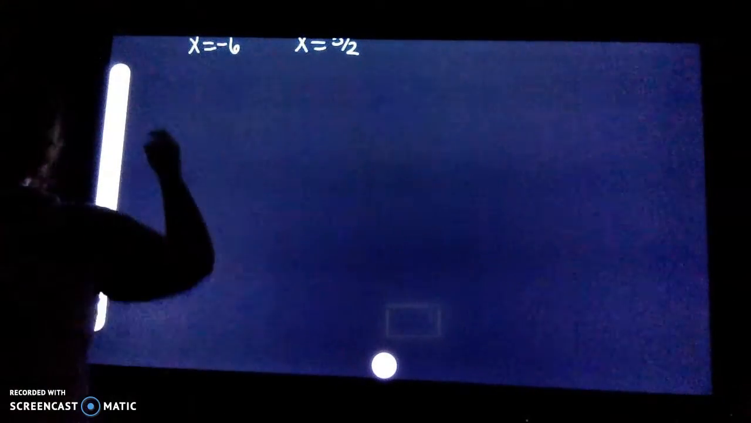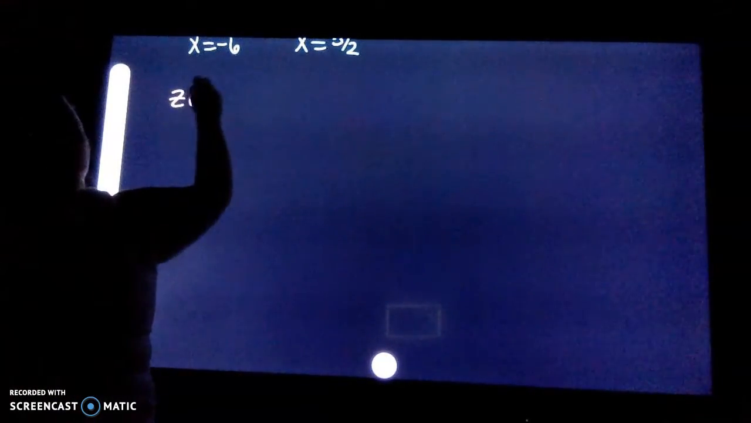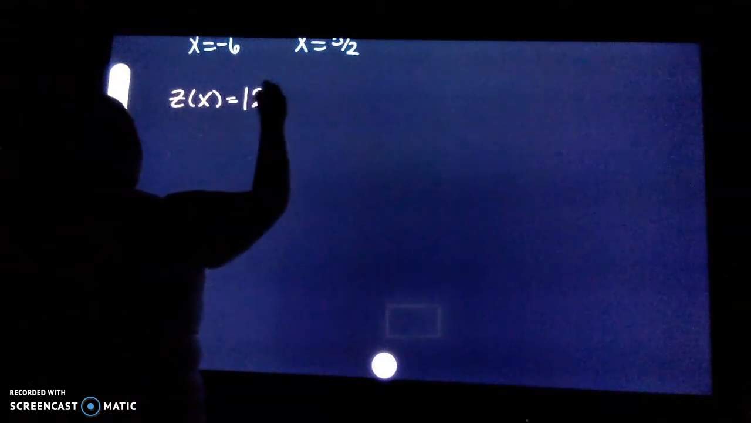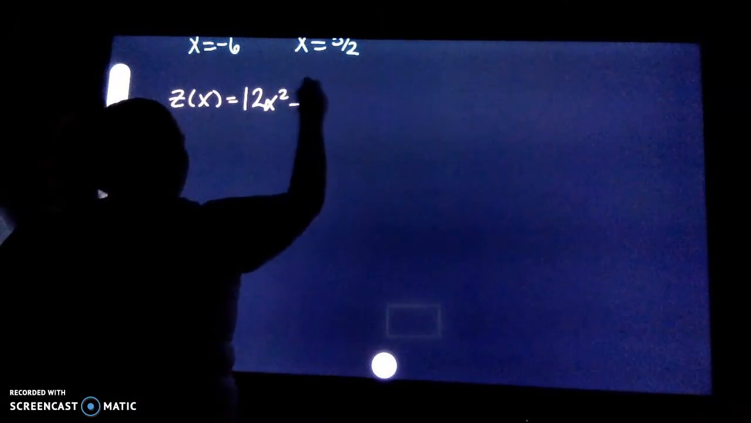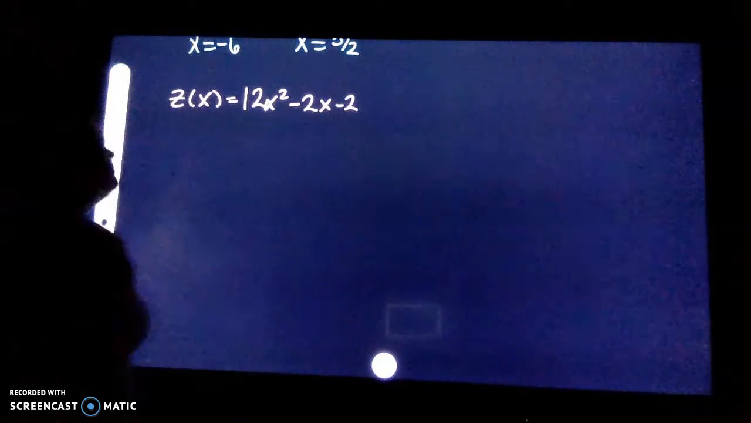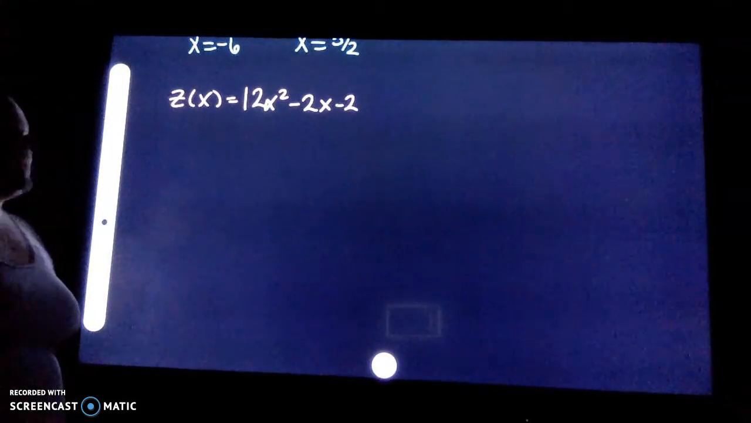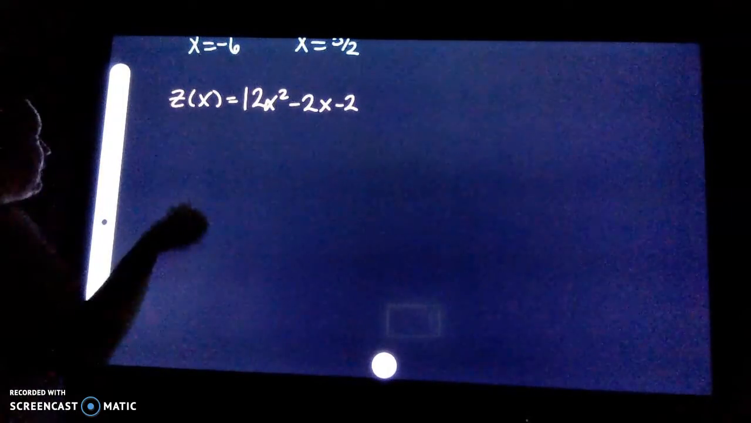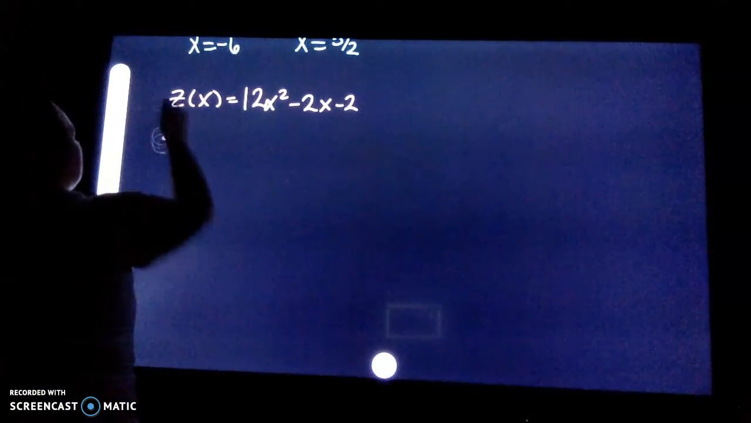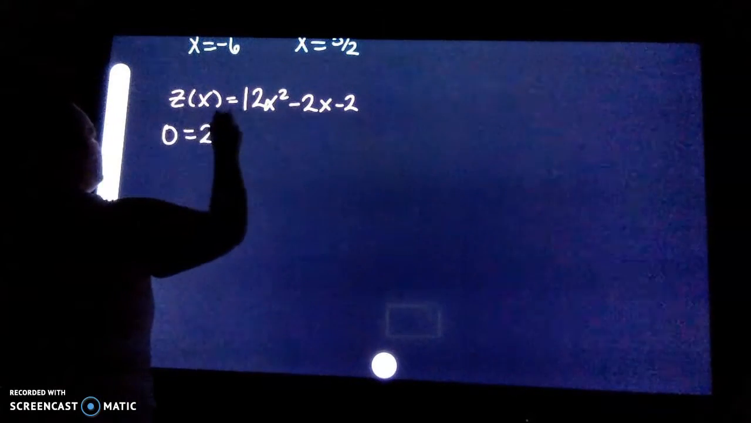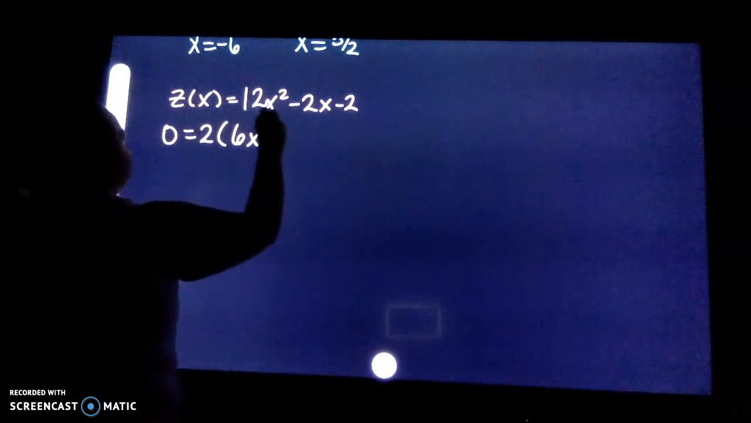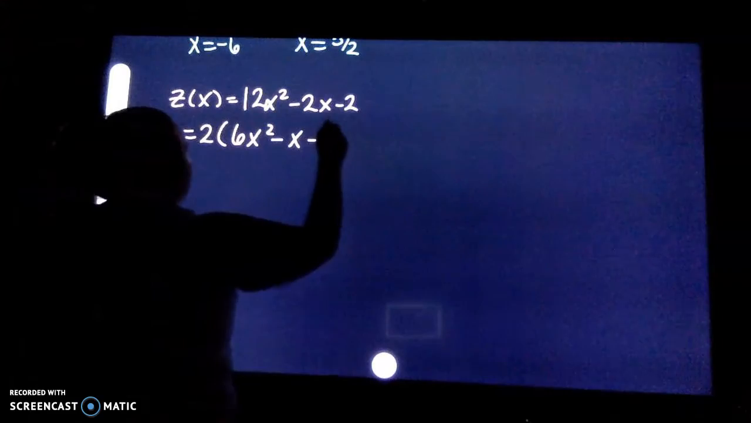Okay, so I have z of x equals 12x squared minus 2x minus 2. The first thing I want to check for is a common factor that I can take out of all three terms. Turns out there is. I can take a 2 out of all of those terms. So when I do that, I'm left with 6x squared minus x minus 1.